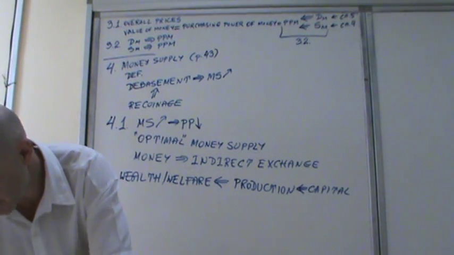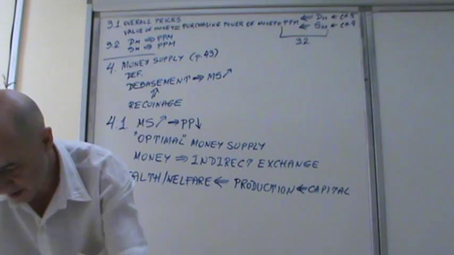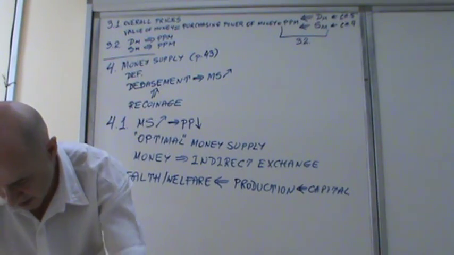Let me get back to my page. What was it? 44. Overall prices. Okay.